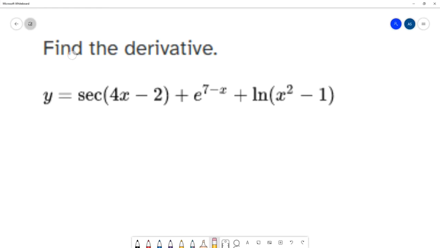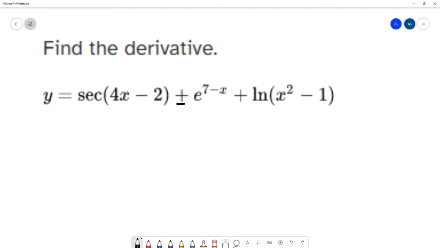So on this question, we want to find the derivative of y equals secant of 4x minus 2 plus e to the 7 minus x plus natural log of x squared minus 1. So one thing that I notice is that I have pluses between these terms here. And there is a derivative rule that allows us to focus on these terms individually.